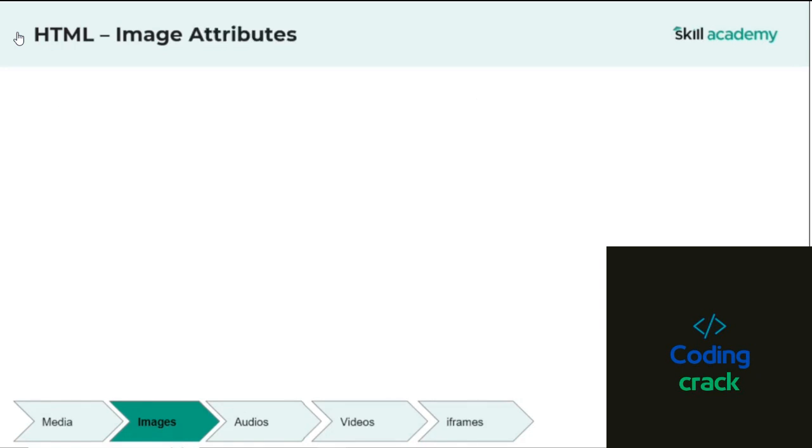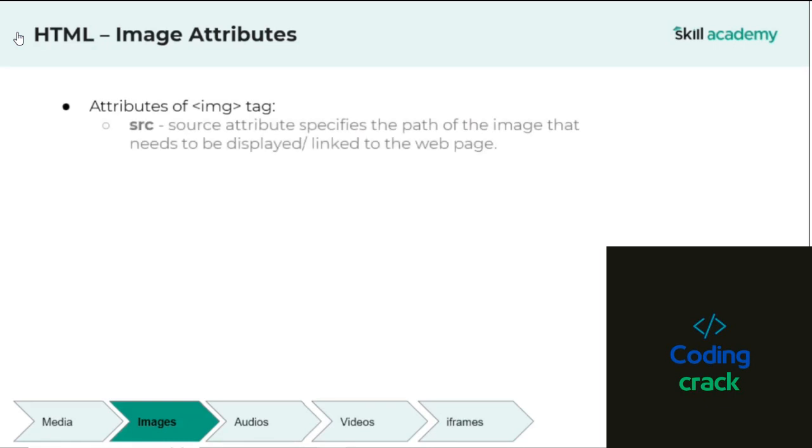Now here, I would like to discuss important image attributes and then I'll practically show you how you can use the image tag. So the most important attribute of the image tag is src, where you are going to specify the path of the image that needs to be displayed or linked to the web page. Suppose you are using an image from Google, and that image is being hosted on some server, let's say www.myimage.com/3.png. So guys, that URL you need to specify in the src attribute.